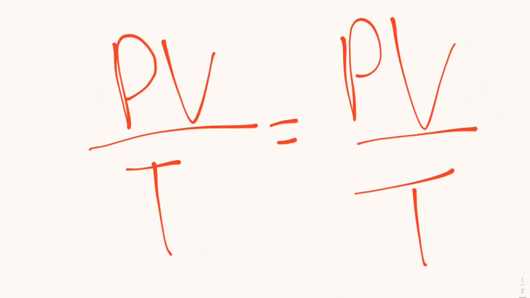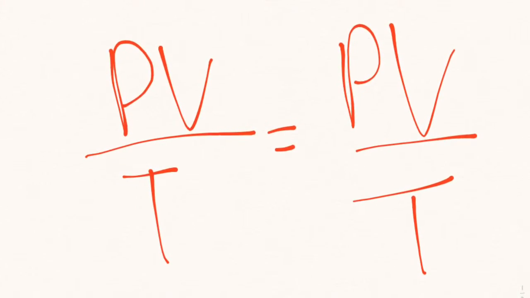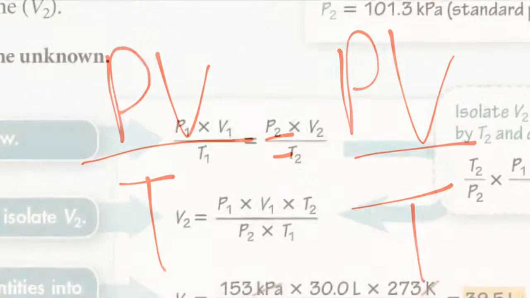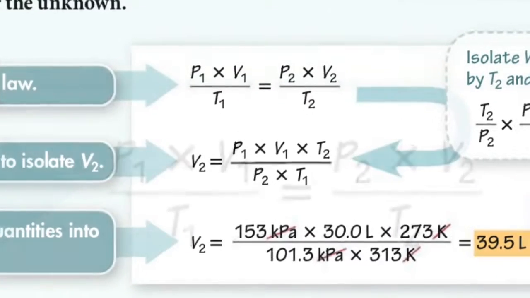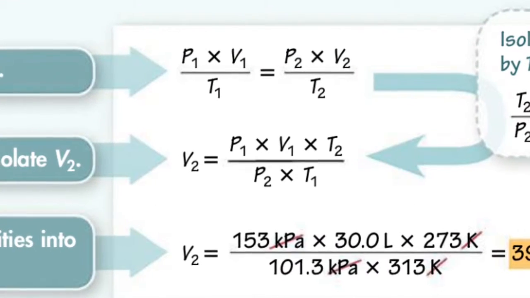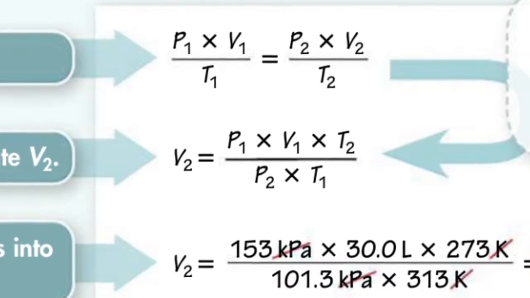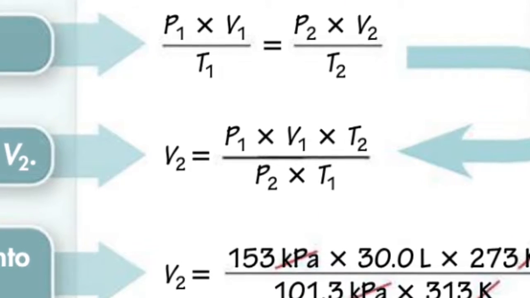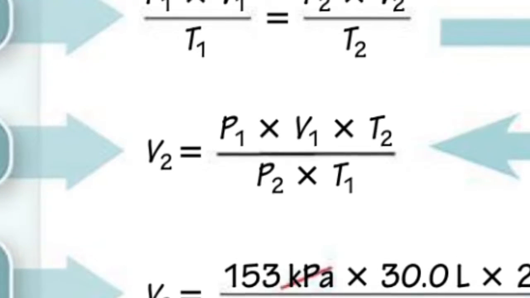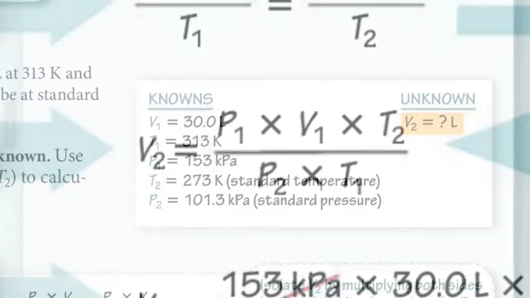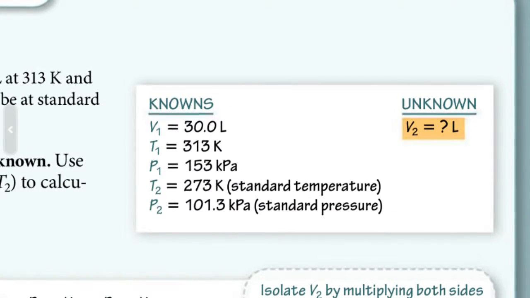First, you're going to use the formula, which is PV over T equals PV over T. That is shown also right here as well. Because this problem requires that we get volume, we put the equation equal to the volume. The equation is now V2 equals P1 times V1 times T2 over P2 times T1. The next step is to plug in what we know.